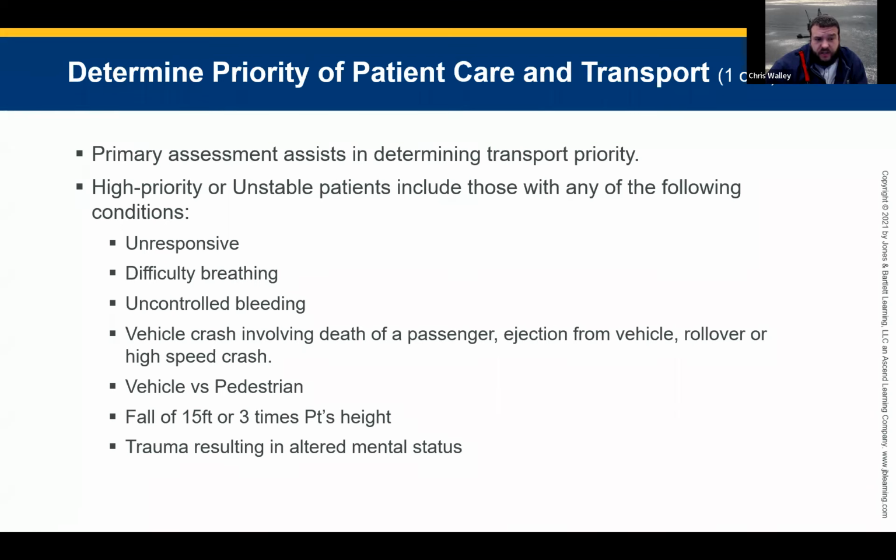Anything that has a vehicle crash involving death of a passenger, ejection from a vehicle, a rollover, a high-speed crash. At the same time, let's include motorcycles into that because we know that the mechanism of injury is going to be high in any motorcycle collision. Vehicle versus pedestrian. Again, we know that there's going to be a high issue for injuries there, and a fall of 15 feet or 3 times the patient's height, because anytime 3 times the height is about 90% fatal. So we have to be cautious in understanding what the potential underlying issues or underlying injuries are with them.